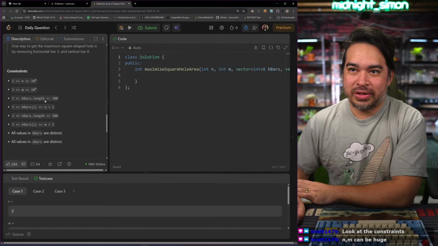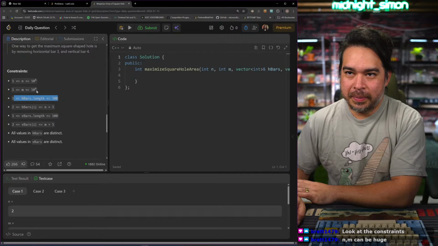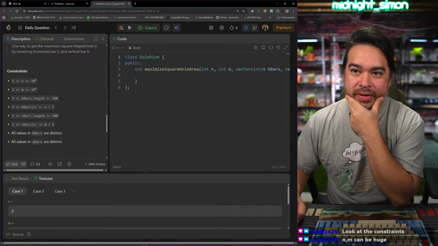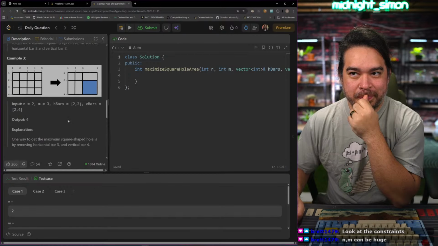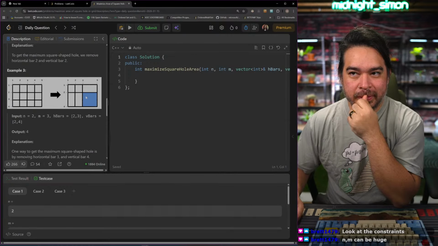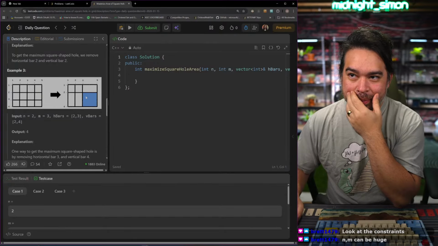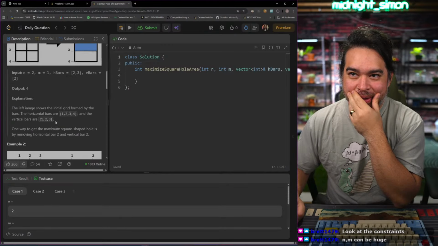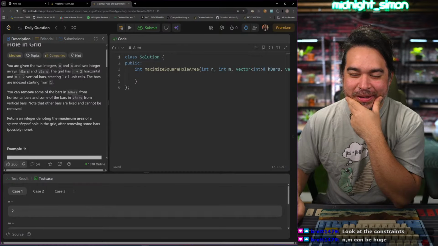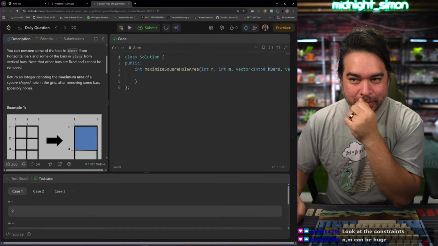Oh, look at the constraints. Dang, up to 1 billion. Oh, but there's only 100 bars that we can remove. So all values are distinct. How to begin this one, man. Needs to be a square shaped hole.